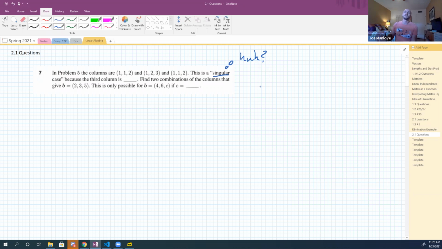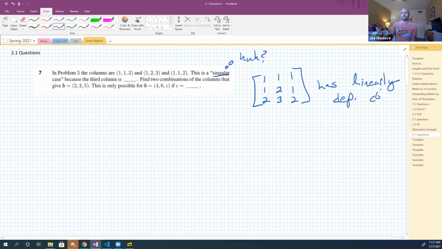Yeah, so what they mean by this singular case is they mean that the matrix 1, 1, 2, 1, 2, 3, 1, 1, 2 has linearly dependent columns. And essentially, the reason that you might care about having linearly dependent columns is that that means that this matrix, which I'm going to call A, is not invertible as a function. Does that thought process make sense?